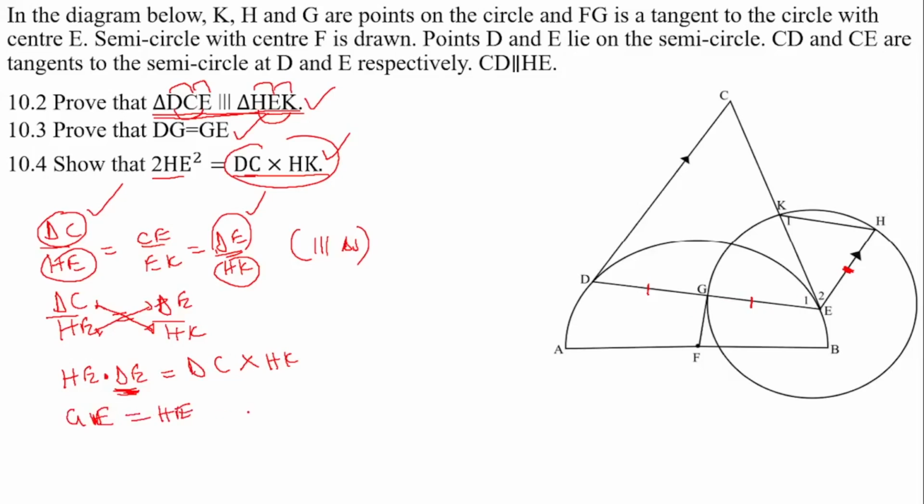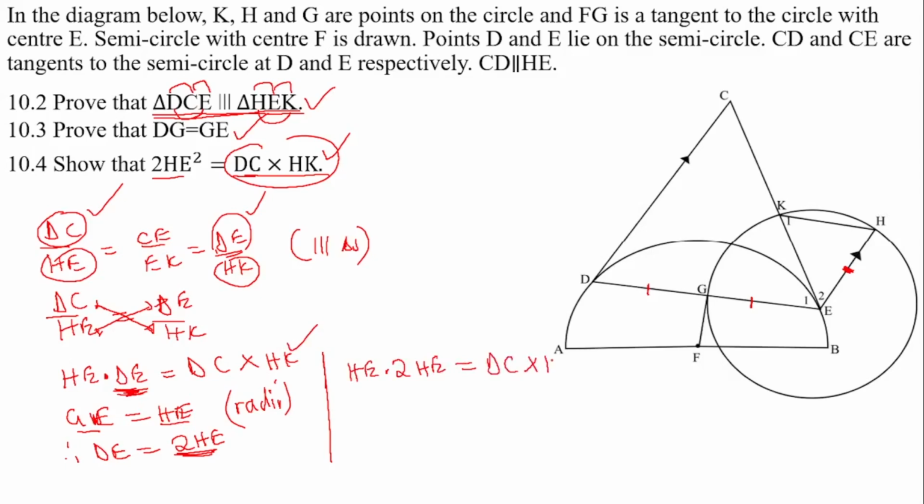And then the reason you write there, you can say radii. Therefore, DE is equal to 2 times HE, since DE is 2 times GE, isn't it? Where there's DE, we're going to put 2 HE. So it's HE times 2 times HE is equal to DC times HK. Right, and then 2HE squared is equal to DC times HK. Oh, we've managed to prove that. Okay.